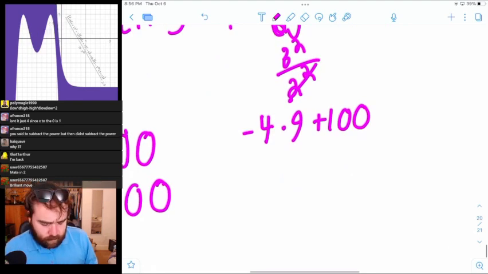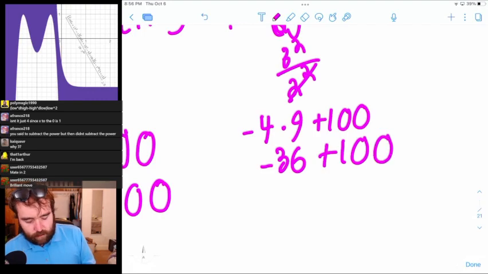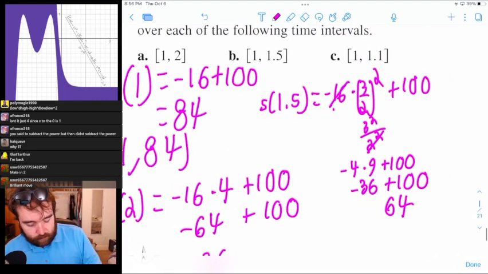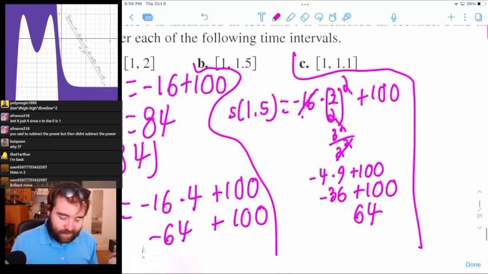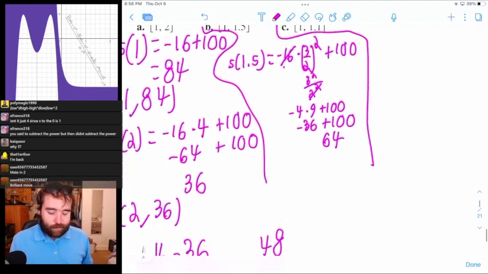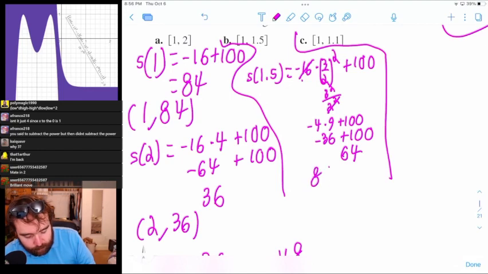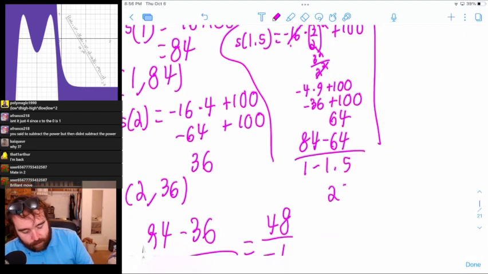That seems a little familiar, but it's actually the opposite, because now that's negative 36 plus 100, so we get 64. So at 1.5 seconds, we get 64. And so what is the slope between those 2 points? You take the first point we have, so 84 minus 64 over 1 minus 1.5. So we end up with 20 over 0.5.